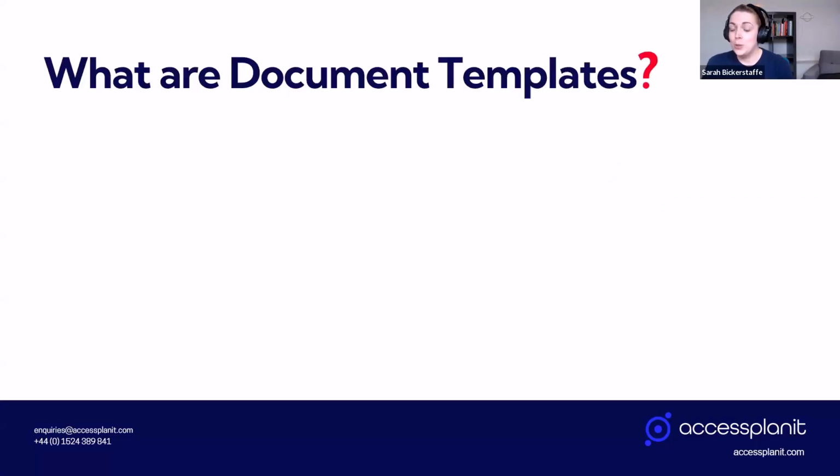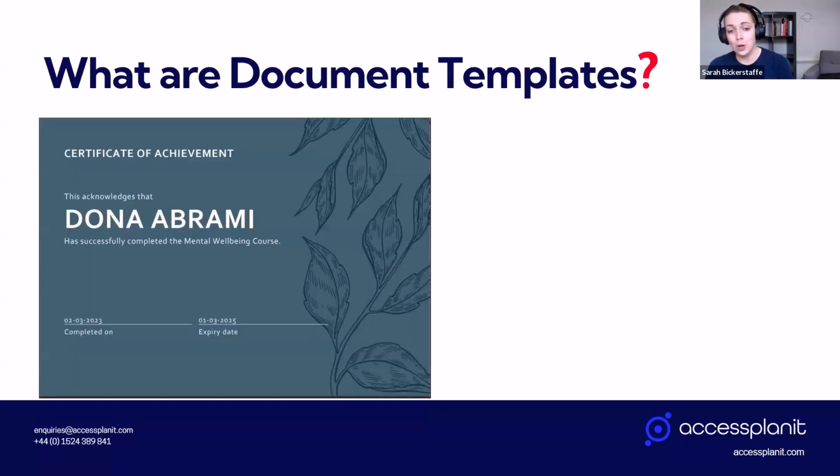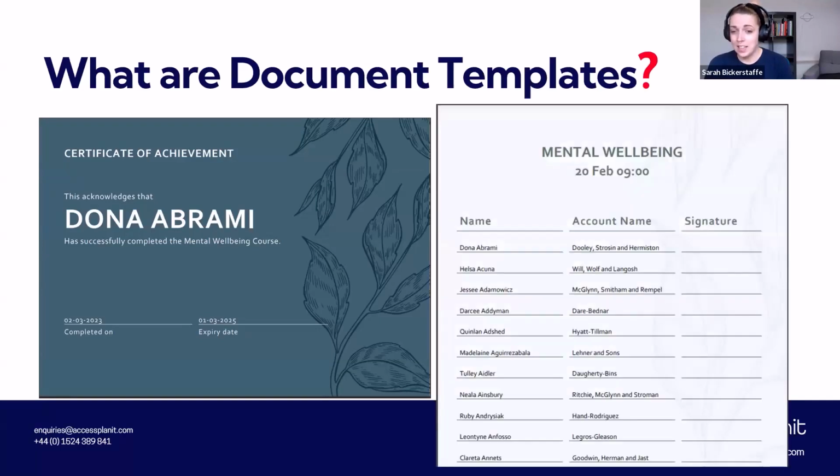So before we get into the specifics, I just wanted to go over a quick introduction into document templates. So what are document templates? We can use them for a variety of purposes, mainly for pulling course and delegate information from your platform. So we can use certificates for this. You can see we've got a mock-up here, which has got course information, course date, and the expiry information. And then we have a sign-in sheet. This is a really nice clean example of a sign-in sheet where you've got course information at the top, followed by a delegate list with their account name.